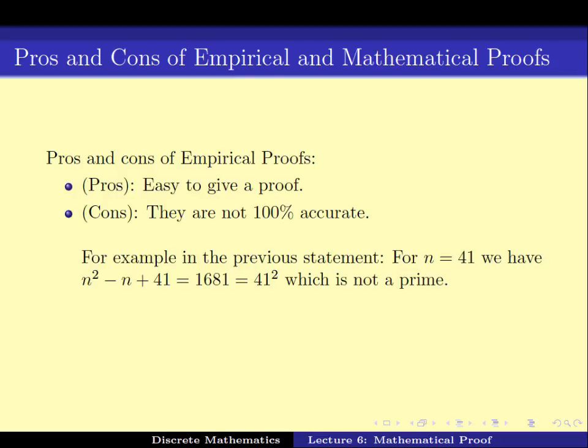For example, if you take n equals 41 in that example, we do get n squared minus n plus 41 is 1681, which is 41 squared, which is clearly not prime because it's the square of an integer. So while we had made some experiments and for most of the instances we did get this statement to be correct, yet the statement was not correct.